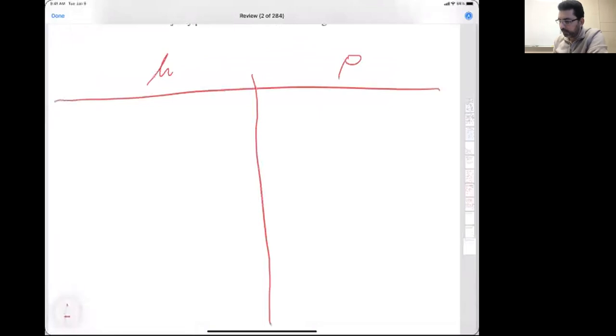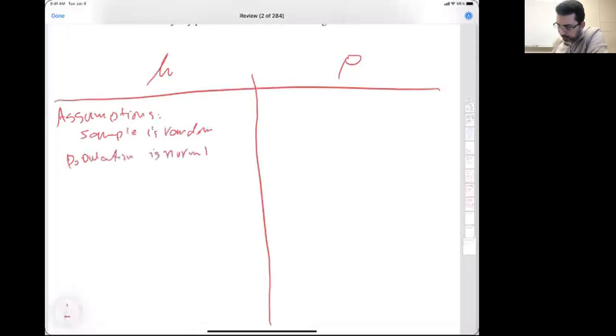So for the mean, we have to check the assumptions. The assumptions here are that the sample is random and the population is normal. These are the assumptions.